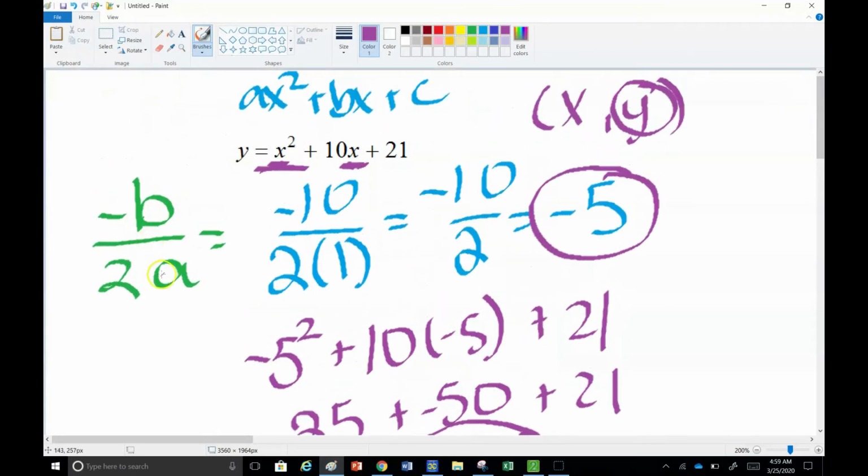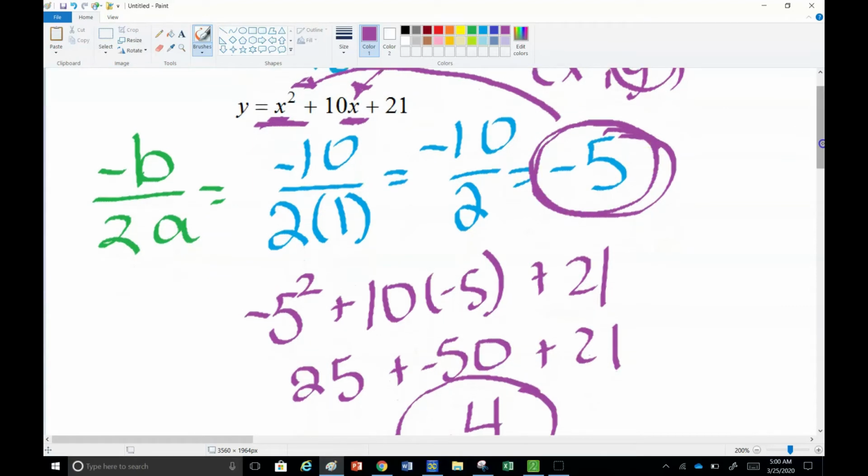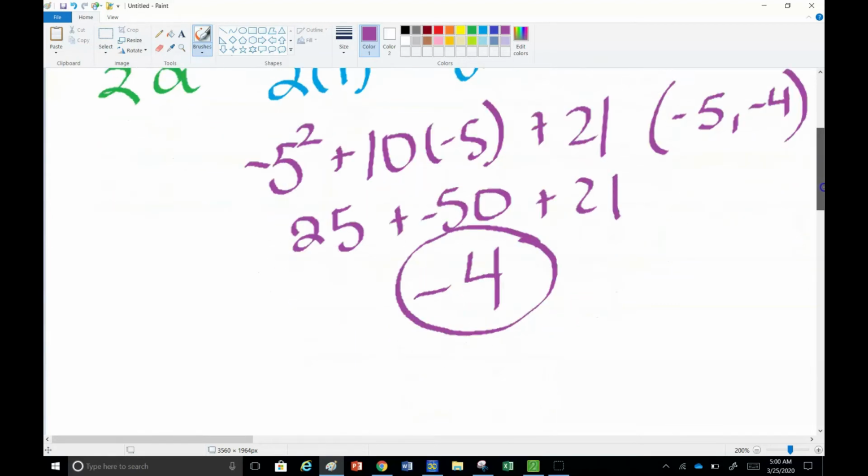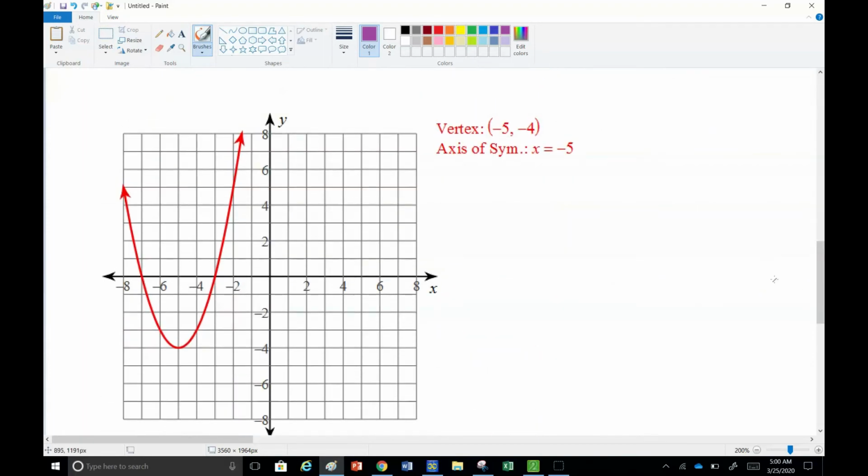So when I did negative b over 2a, it gave me a specific answer, negative 5. Whatever you get when you use negative b over 2a, plug that in to this equation wherever there's an x. And that will give you the other answer. So I got negative 5 and I got negative 4. That is the vertex of the graph that this equation would create. When I'm looking at a graph of that equation, it would look like this. And you'll notice the vertex is at negative 5, negative 4. I go left 5, down 4. That's the vertex of the parabola that this quadratic equation would make.